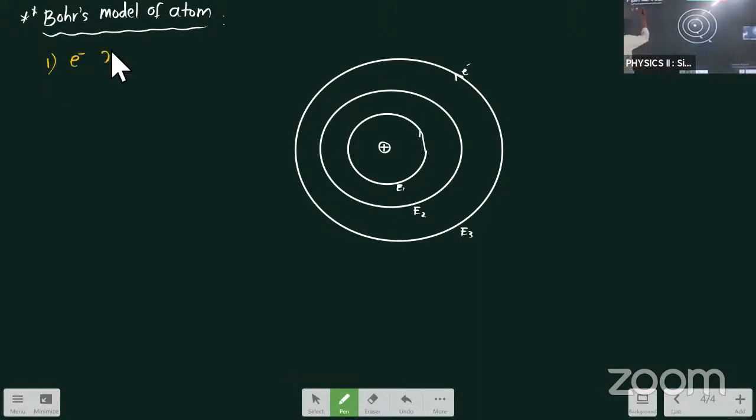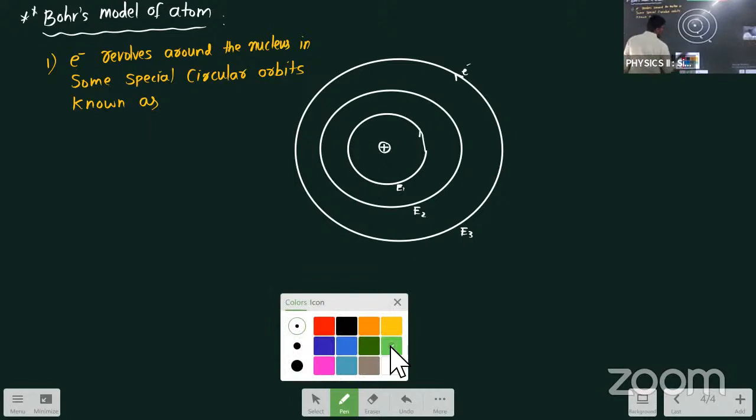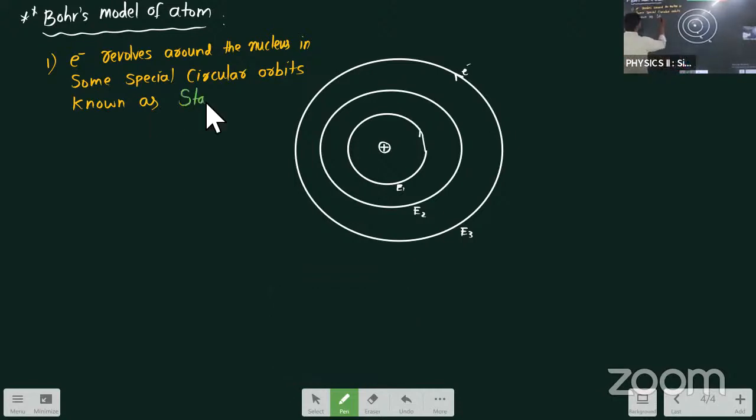Electron revolves around the nucleus in some special circular orbits known as, what is the name of those orbits? Those orbits are called stationary orbits. Stationary orbits. What's the specialty of this stationary orbit?